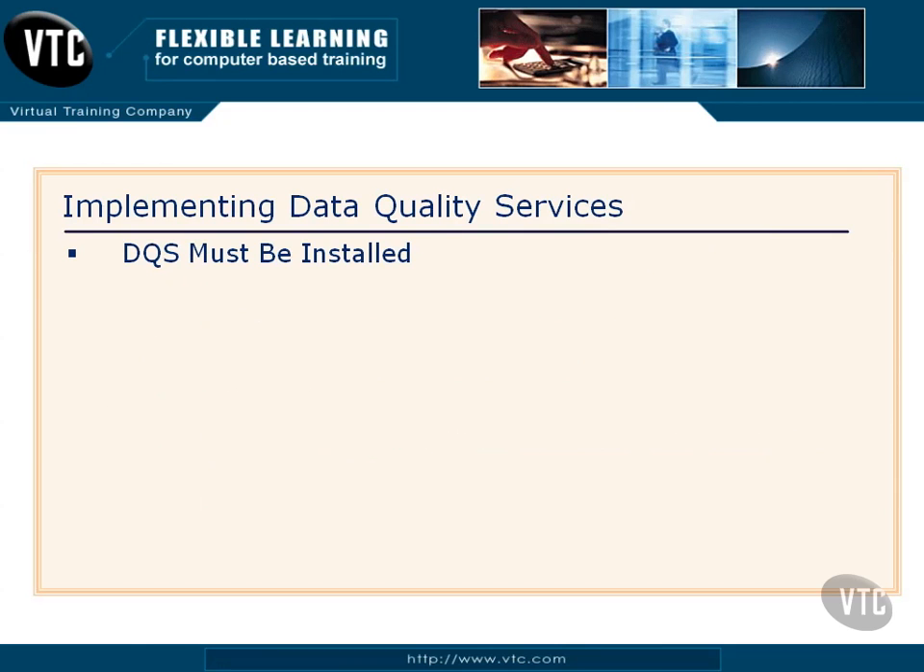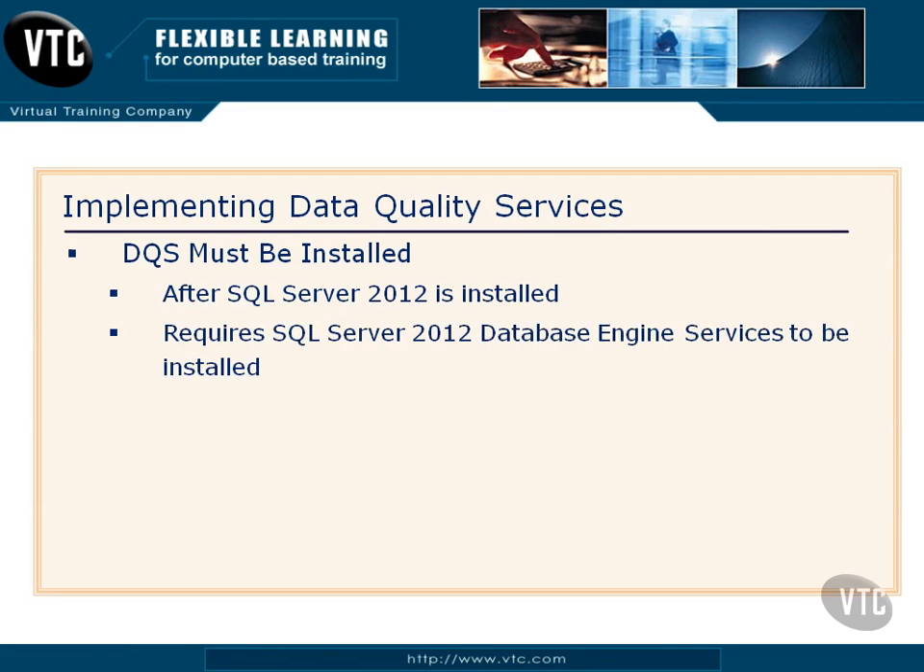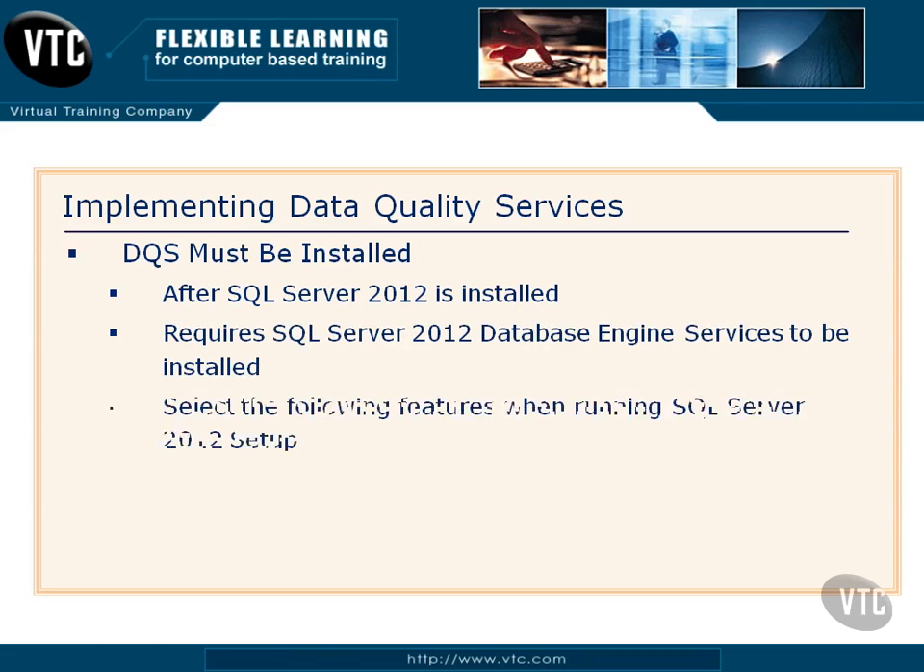Now, to implement data quality services, DQS, or Data Quality Services, must be installed separately from SQL Server. SQL Server 2012 must be installed first. The SQL Server 2012 database engine services must be installed and running, and then you can go back and install DQS. To do it, you just rerun the SQL Server 2012 setup process, and you want to make sure that when you get to the features page, you check Data Quality Services and Data Quality Client, and then run that installation.